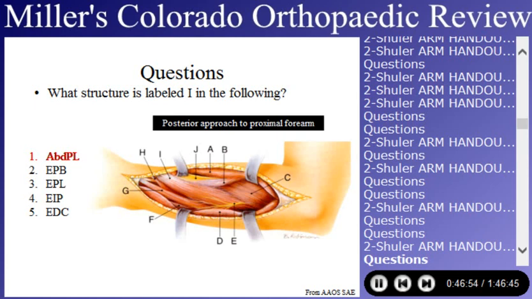Structure labeled I in the following. It's your outcroppers coming across. Abductor pollicis longus. Don't forget the abductor is the one that has multiple slips. And the reason why you also fail injections into the first compartment for de Quervain's tenosynovitis is because there can be multiple slips and you may not have got it with your injection. Okay? Multiple tendon slips on that one.